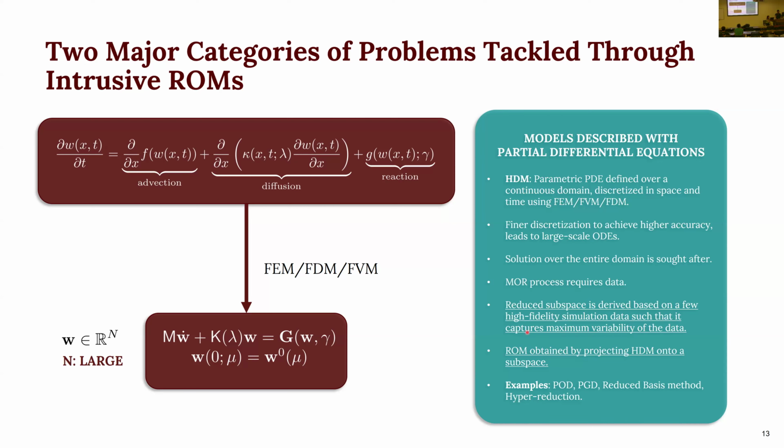The reduced subspace is derived based on a few high fidelity simulation data. So basically in this case, we try to derive a reduced subspace based on the data generated by the high fidelity model. And we ensure that the subspace captures maximum variability of the data. And then the reduced order model is obtained by projecting this high dimensional model onto this reduced subspace. Examples would be proper orthogonal decomposition, proper generalized decomposition, reduced basis methods, hyperreduction, etc.